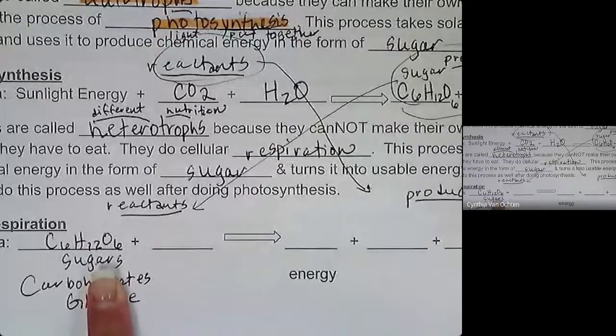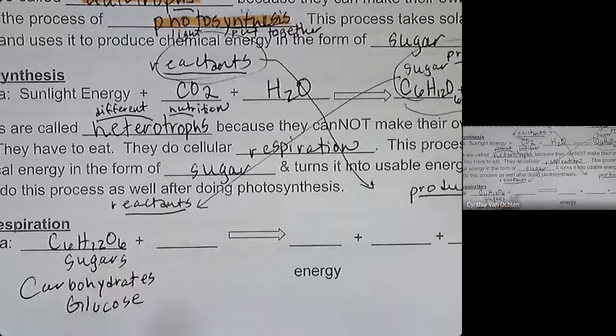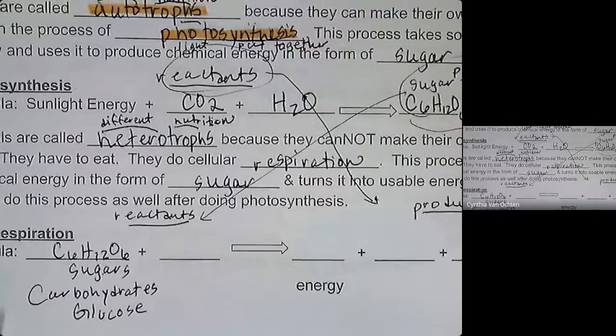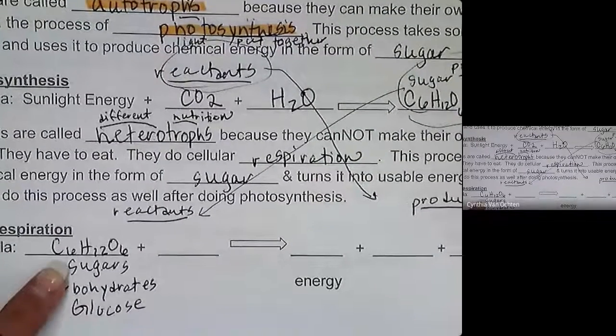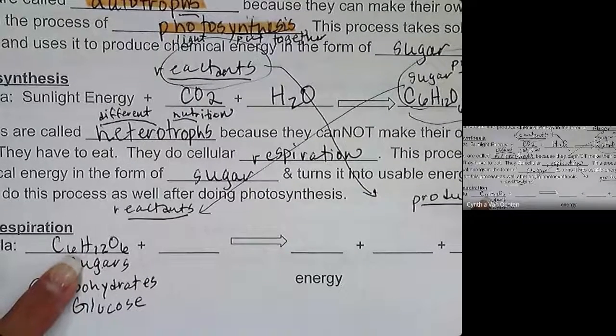So protein is not our main source of energy. We eat protein for growth and repair. Fat is a backup store of energy, and our main source of energy is the sugars that plants make, our carbohydrates. So in cell respiration, when we eat plant material and we digest it, these sugars go to our cells.